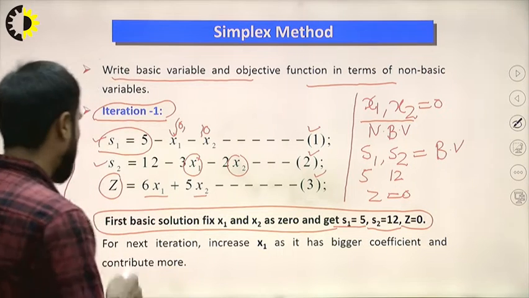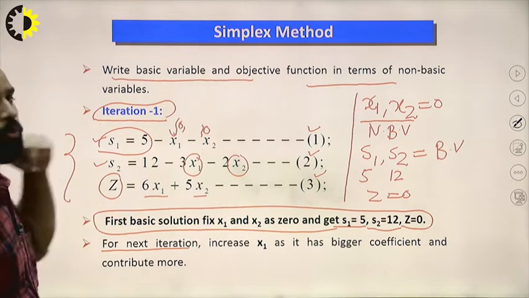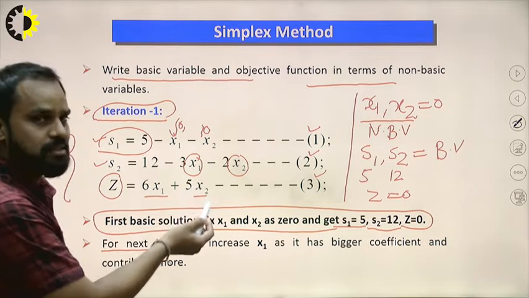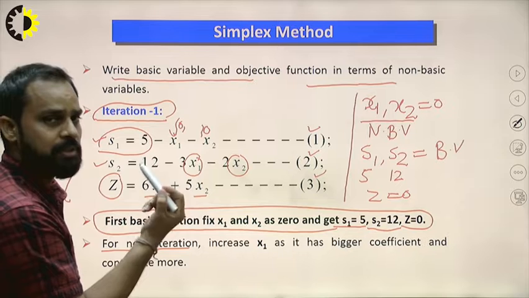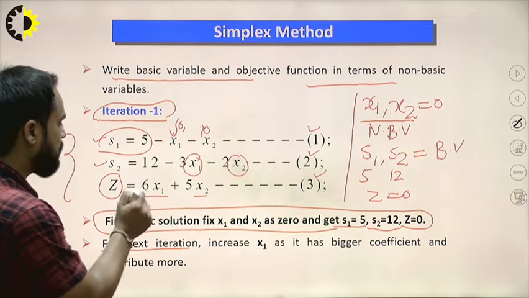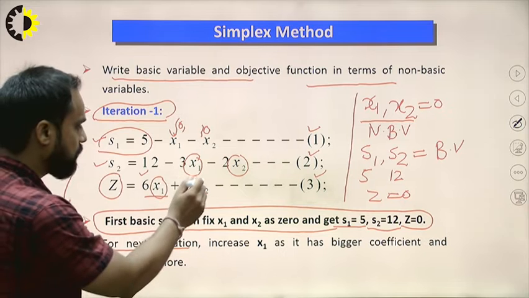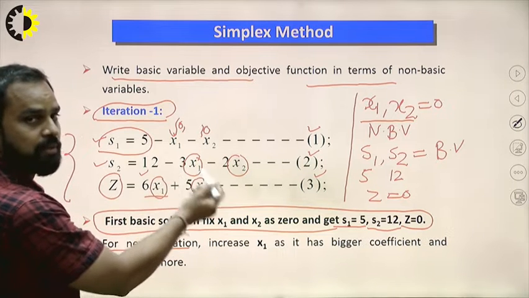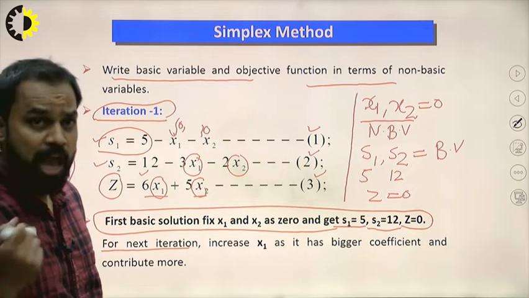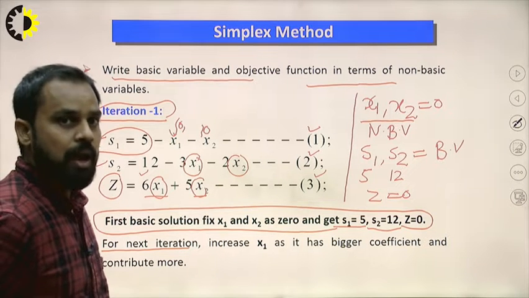Right? So for the next iteration, we have to choose another combination of decision variables, or we can say decide which value we have to increase. How will we decide? That is decided on the basis of contribution in the objective function. x1 has more contribution because the coefficient of x1 is 6 and the coefficient of x2 is 5. Out of x1 and x2, which has more contribution in the objective function? The coefficient of x1. It means we have to increase x1. And how much can we increase?